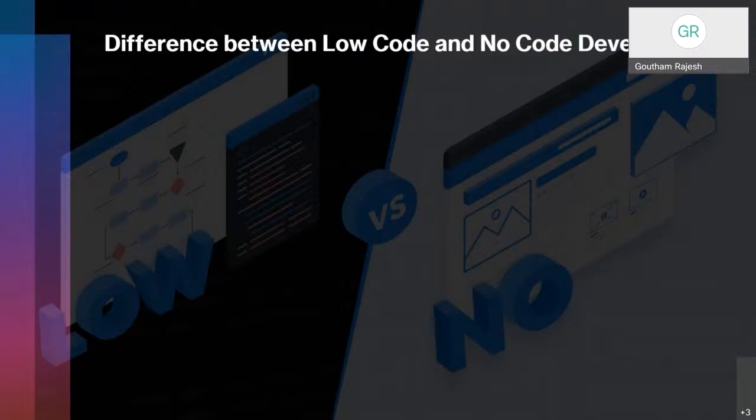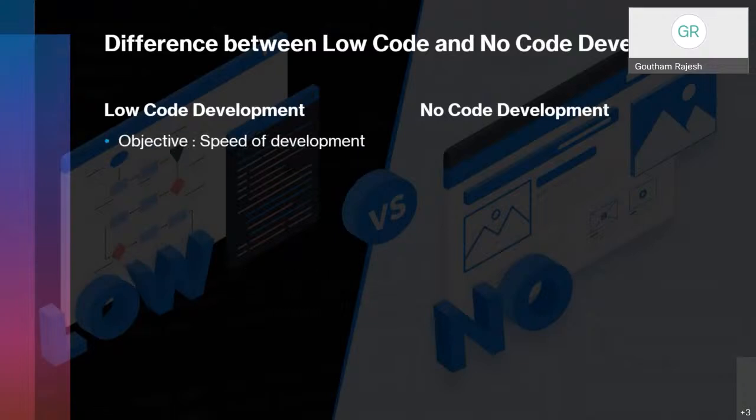As we discussed earlier, there are two major types of development platforms. One is low-code development, and the other one is no-code development. So, what is the difference between them? The main objective of a low-code development platform is to serve an application with high speed and with highly customizable options. That's the major objective of low code development.